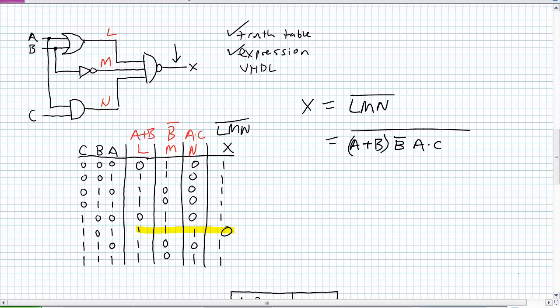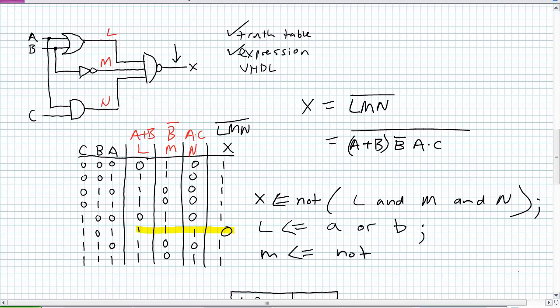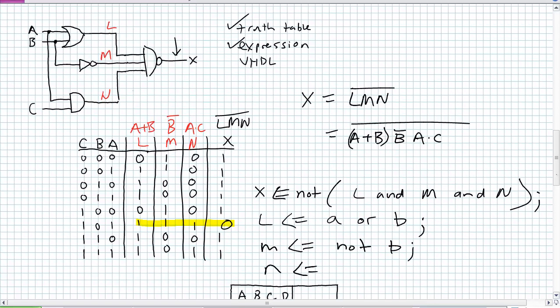Okay, how do I write this in VHDL? What is the written expression for X? X is assigned not L and M and N. What's L? We have to use that same multi-level logic circuit analysis technique using those intermediate values. L is assigned A or B. M is assigned not B. N is assigned A and C. This is again if you're using those internal signals, between begin and end. We've got those internal signal declarations up there.